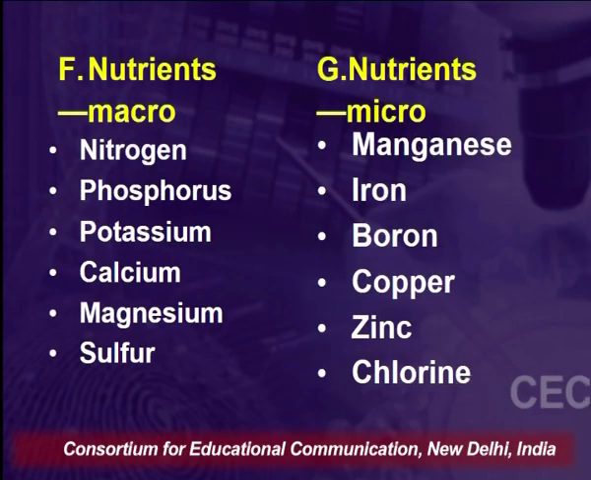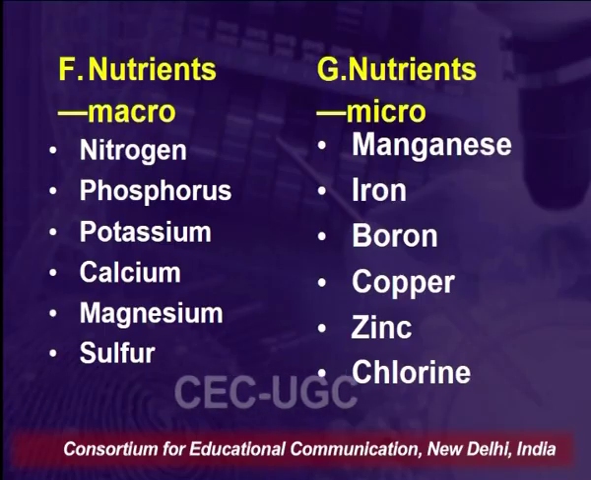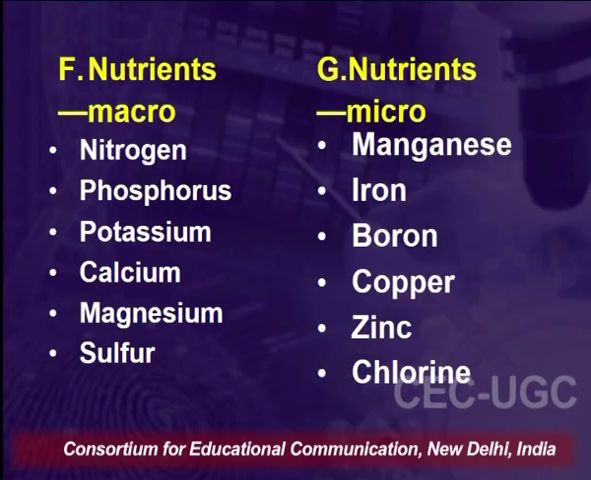Then the next thing is about the nutrients. There are macro and micronutrients present in the soil. When we are talking about the macronutrients, we have nitrogen, phosphorus, potassium, calcium, magnesium and sulfur. And when we are talking about the micronutrients, we have manganese, iron, boron, copper, zinc and chlorine. These nutrients define how the growth of the plants will be when they are grown on the soil. And these nutrients sometimes also give a specific color to the soil.